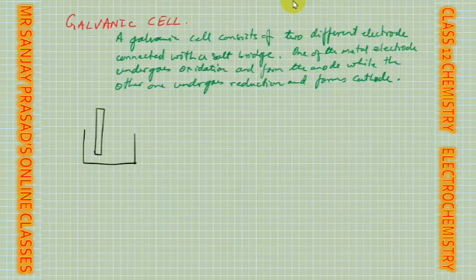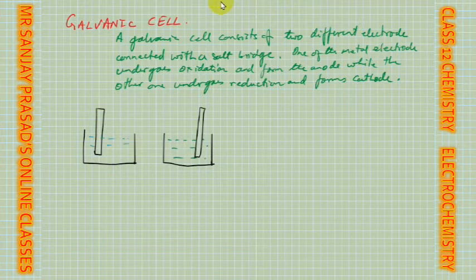This is one half cell. You can have another half cell here. So these two rods are made up of two different metals. They cannot be made up of the same metal. Okay, they are not made up of the same metal. Two different electrodes, we have already said, isn't it?